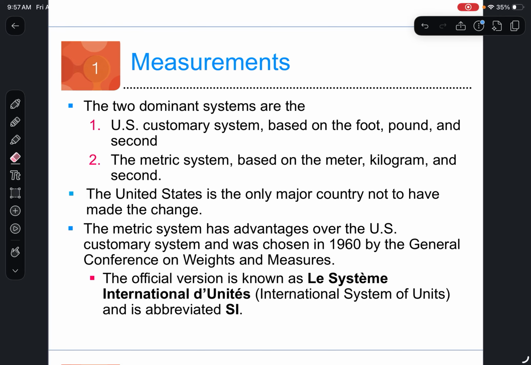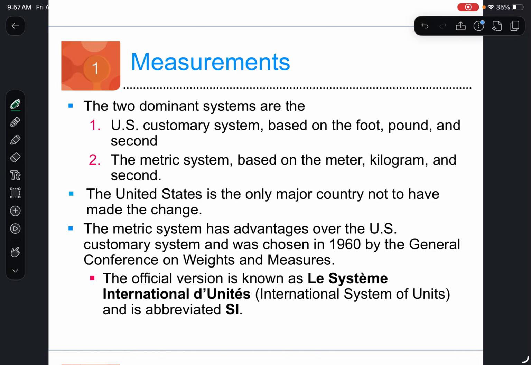This is Chapter 1, Part 3 of the recorded notes. And we will pick up with measurements. So there are two dominant systems. They are what we call the U.S. customary system, which y'all all are familiar with, foot, pound, second. And then the metric system, which is meters, kilograms, and seconds also.